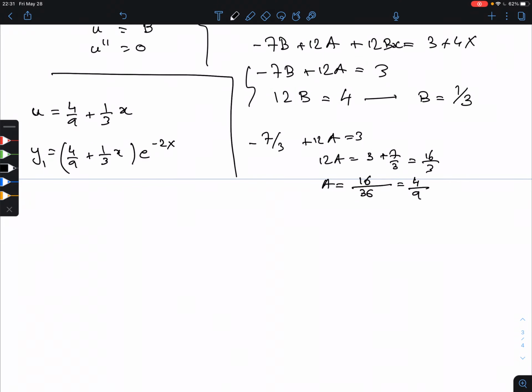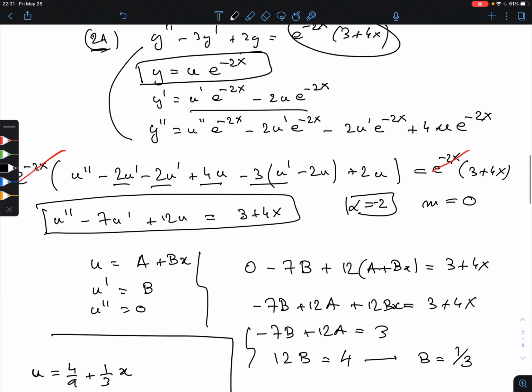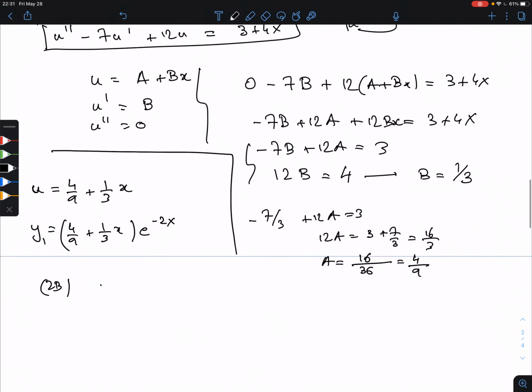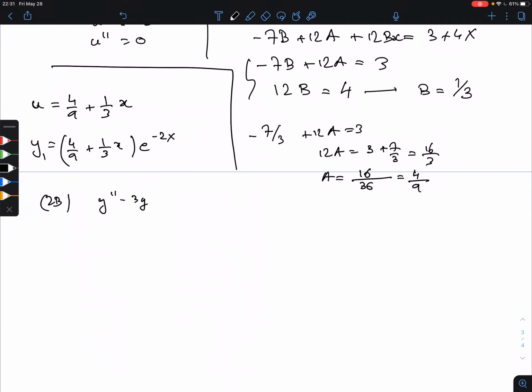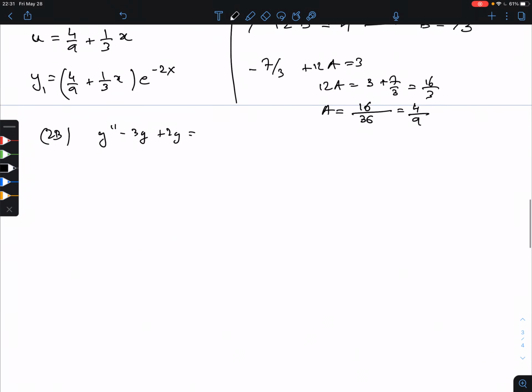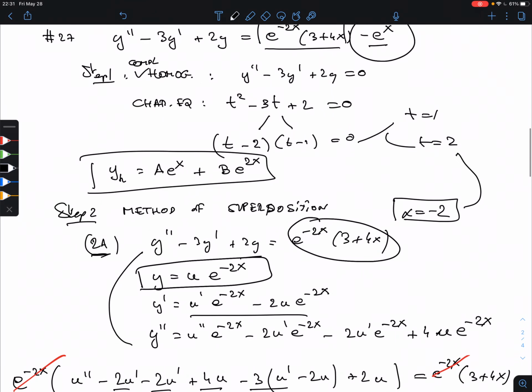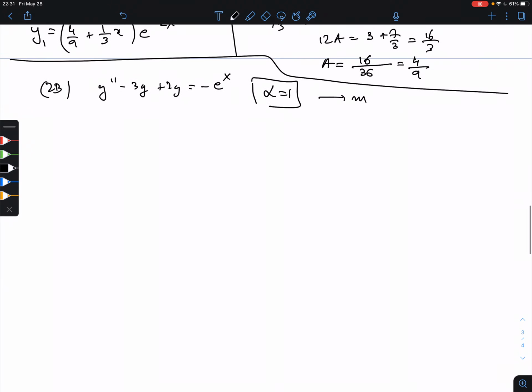So what is the second one? We have the same equation, right? Y double prime minus 3y' plus 2y equals, what is the other term? Minus e to the x. So alpha is 1 here, and the main thing to observe is that the multiplicity in the characteristic equation is 1. This is something that we'll need to take into account later on.